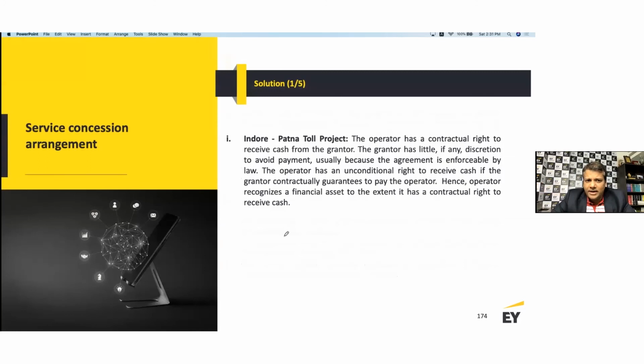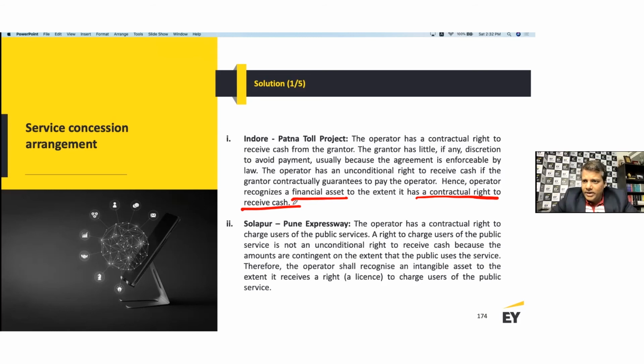For the Indore-Patna toll project, the operator has a contractual right to receive cash from the grantor. The grantor has little, if any, discretion to avoid the payment. Hence, operator recognizes a financial asset to the extent it has a contractual right to receive cash. In the Solapur-Pune Expressway, the grantor is not giving anything. Here, I have a contractual right to charge users of the public services. So, I'm going to record an intangible asset to be used for duration of the project, right?